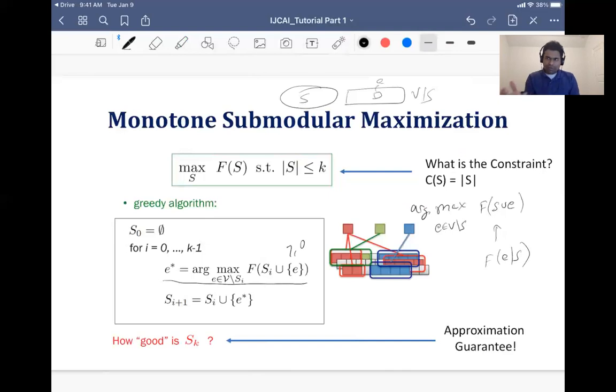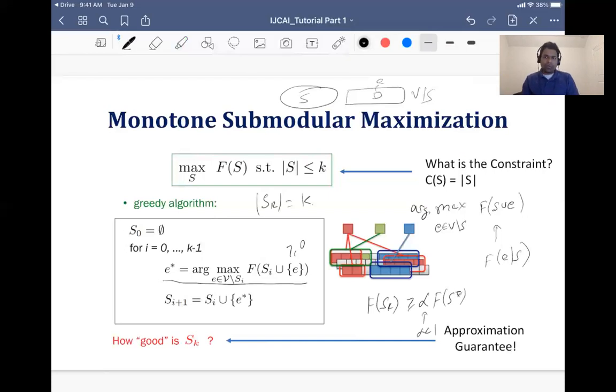Without loss of generality, we can assume that once I solve this, I get S_k, and the size of S_k will be equal to k. I can assume this without loss of generality, because I basically continue this till I add k items. So the question is how good is my subset S_k? This is measured in terms of approximation guarantee, and typically we want to say things like f of S_k is greater than or equal to alpha f of S star. So alpha, which is less than 1, is my approximation guarantee because of the maximization problem.